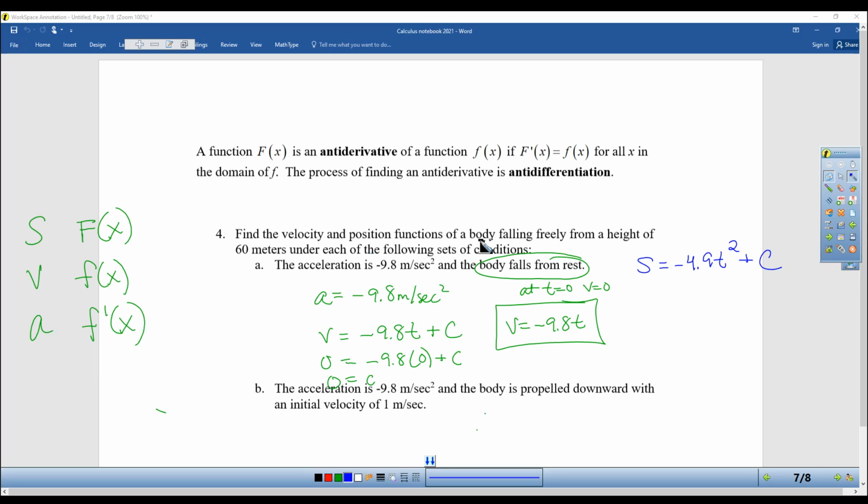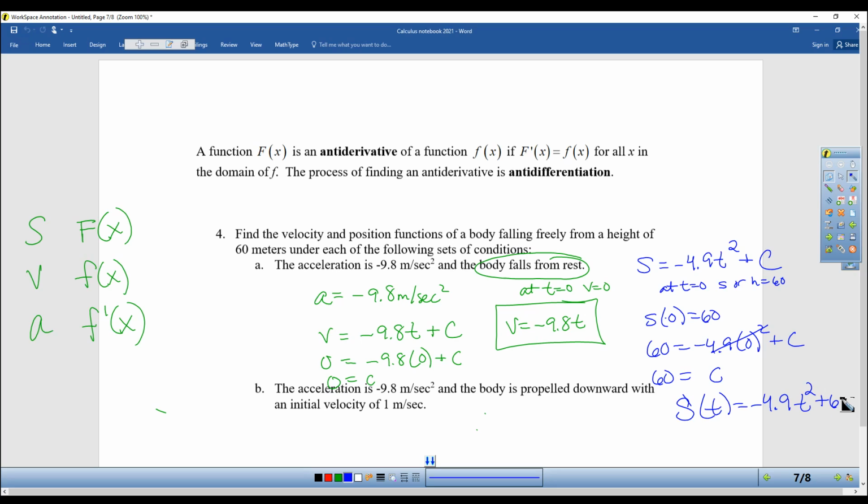We do. It says that it's falling from a height of 60 meters. So at t is equal to 0, the distance, or in this case, the height, is equal to 60. So S of 0 is equal to 60. So 60 is equal to negative 4.9 times 0 squared plus c. So what does that mean that c is? C is equal to 60. So my final answer is S of t is equal to negative 4.9 t squared plus 60.